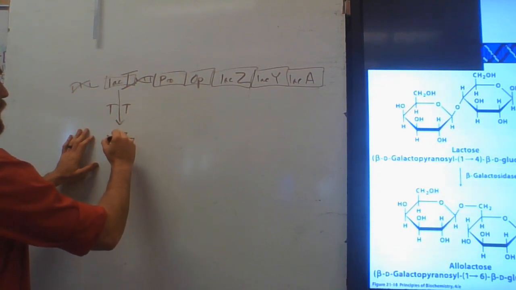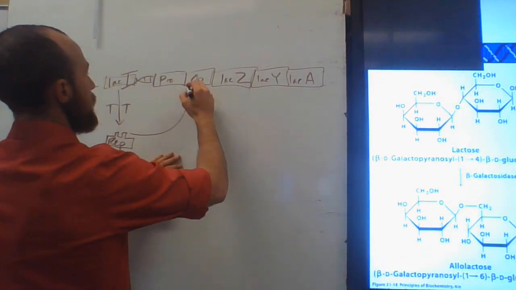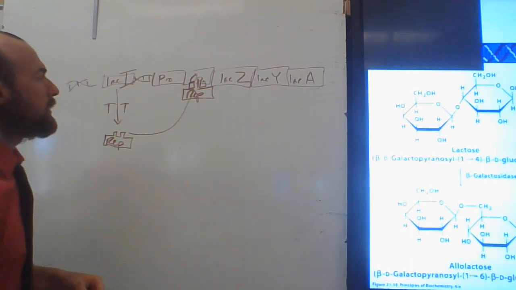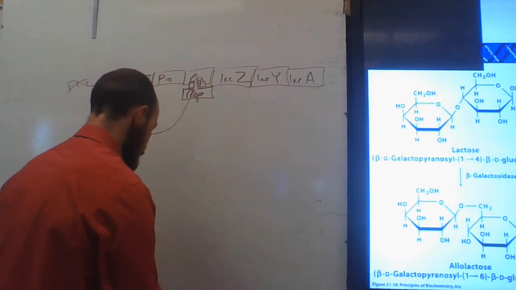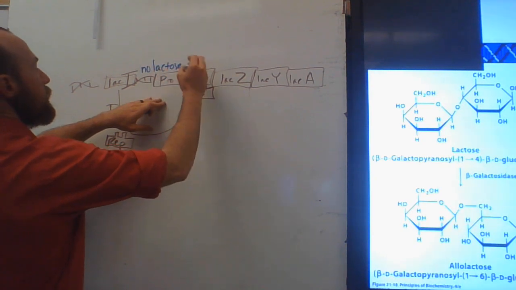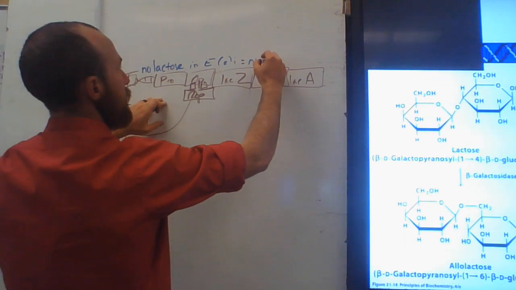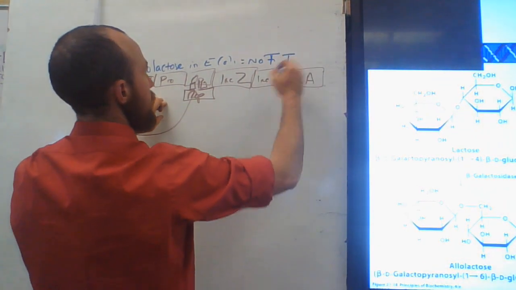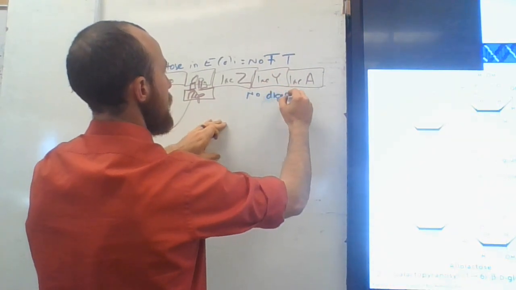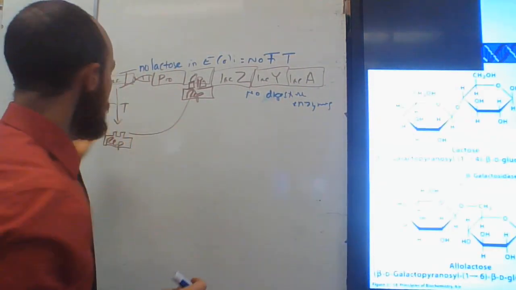So we can draw a repressor just like that Lego repressor, and it will latch on to the operator. We can literally draw it latched on to the operator. Here's the repressor. Okay? Now, in this case, you could label this no lactose in E. coli. Which means no transcription, translation, no enzymes, no digestive enzymes. Okay? So that's going to be our first case.